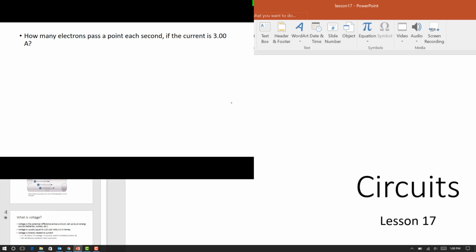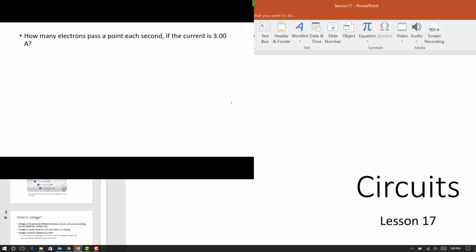Okay, now we get into converting from charge to electrons. How many electrons pass a point each second if the current is 3.00 amps? Remember when we were talking about this before, I told you that if you're going to quantify current as the number of electrons, you have to first determine charge, and then from there determine electrons. So it is a 2-step process. It's not so clean as to do electrons per amp.